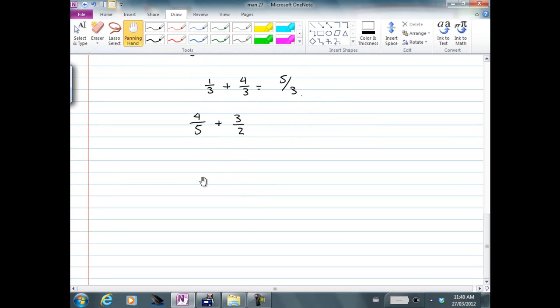If I look at this right off the bat, I see that this is a 5, this is a 2. Pavin, what's the lowest common denominator? 10 is correct. And of course, I multiply this by 2, which gives me 8 over 10 plus 15 over 10. Bada bing, bada boom. 23 over 10.